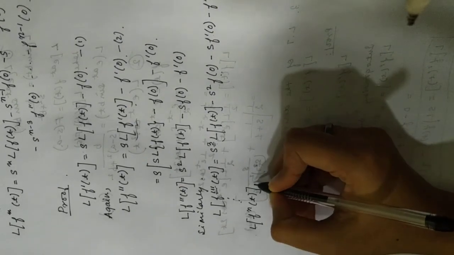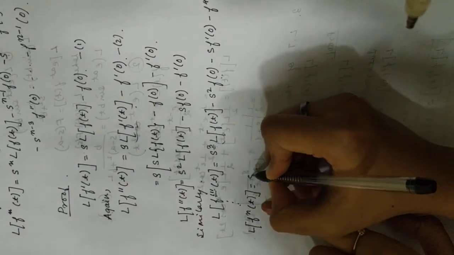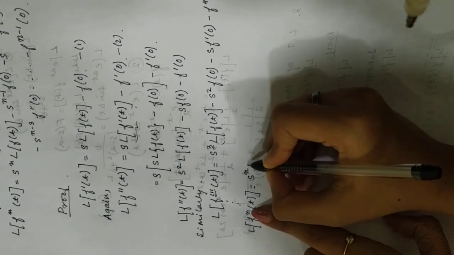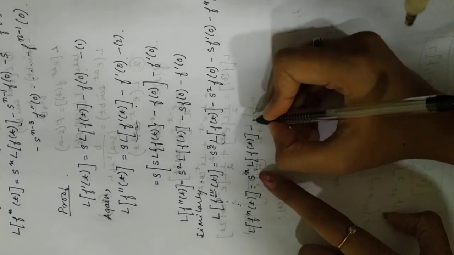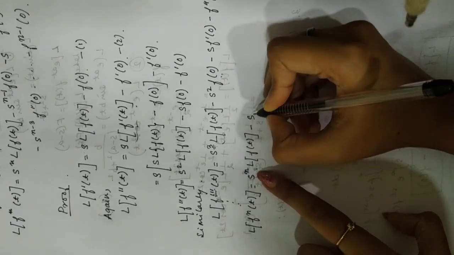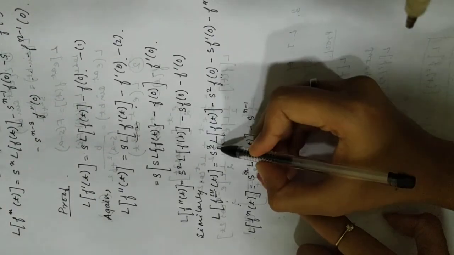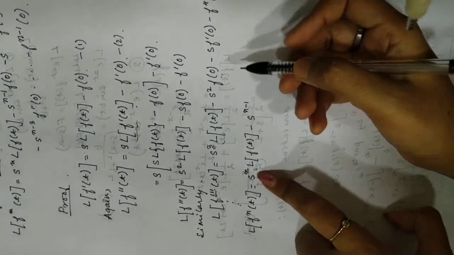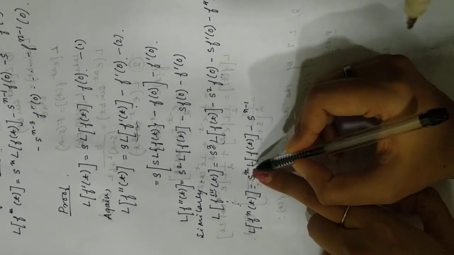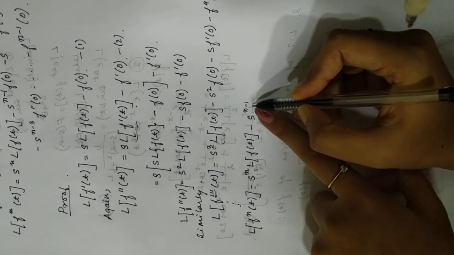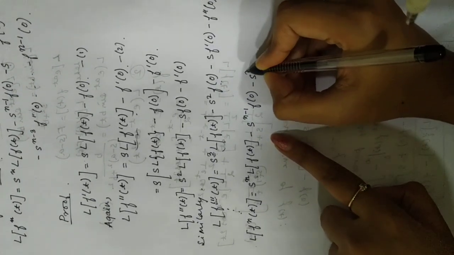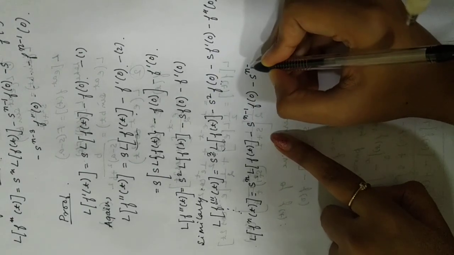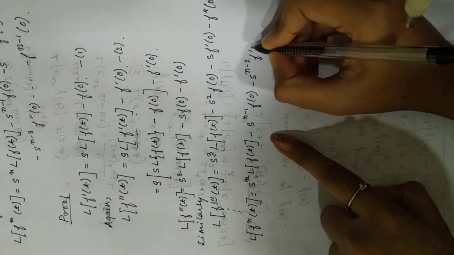f^(n)(t) is equal to s to the power n, this n comes here, times the Laplace transform of the original function. Then we have s^(n-1), like over here it was 3, 2 and 1, it kept on decreasing. So over here we had n, so now it becomes s to the power n minus 1 times f(0). The second term becomes s to the power n minus 2 times f prime(0).